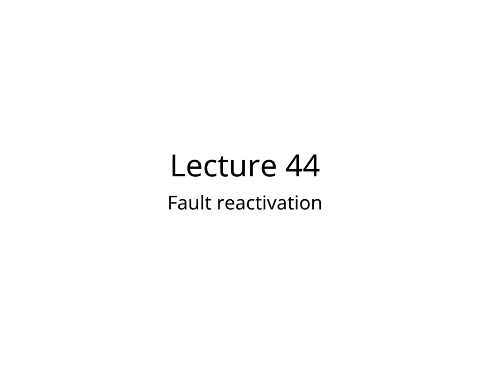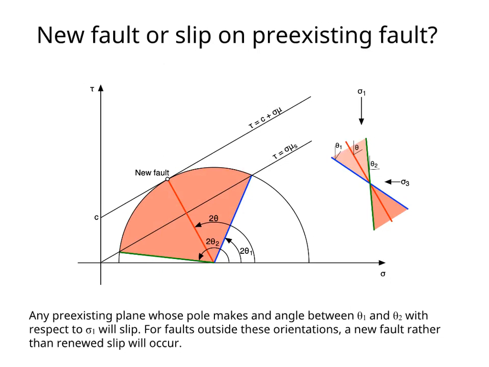Lecture 44, Fault Reactivation. As we saw before, faulting involves answering this question: will a new fault form, or will slip on a pre-existing fault occur? As shown in this figure, any pre-existing plane whose pole makes an angle between θ1 and θ2 with respect to σ1, will slip. For faults outside these orientations, a new fault rather than renewed slip will occur.